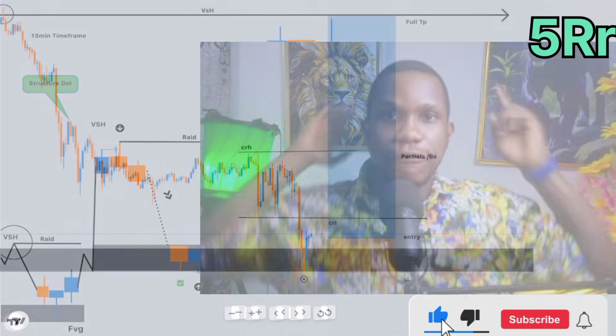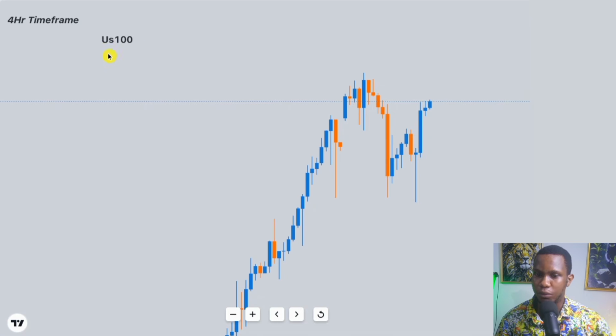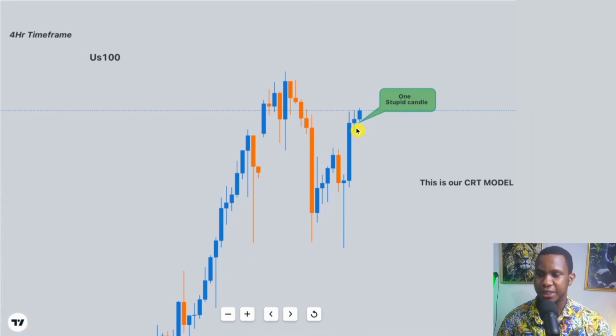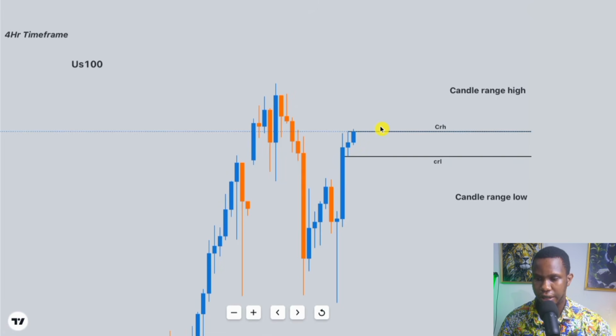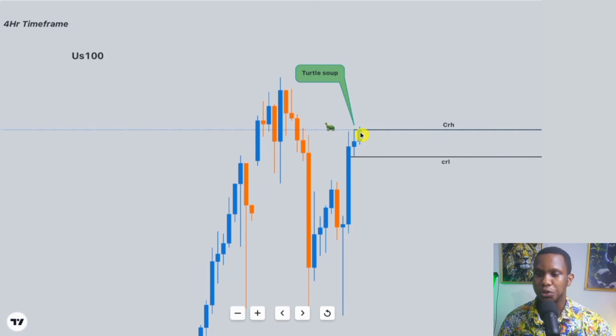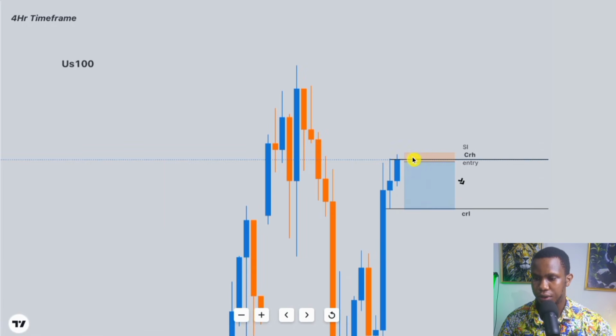I'll show you a 5-hour trade I took and why. So this is the 4-hour time frame of US 100. This is our CRT model, right? Our one stupid candle, our candle range low and our candle range high. And can you see we are having our total sweep? So this is the CRT model we are trying to catch. A sweep of the one stupid candle and expansion to the downside. We're gonna make our entry after this sweep, stop loss above here, and we target the CRT low.